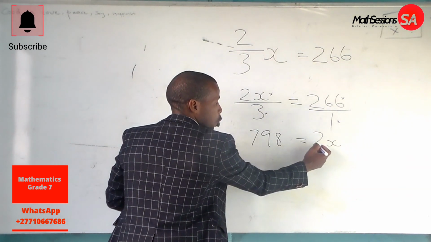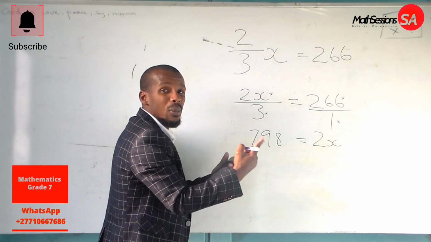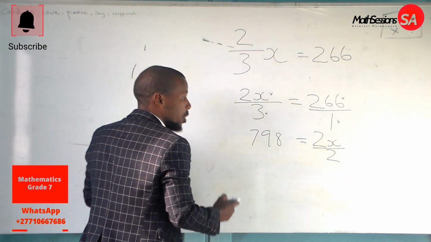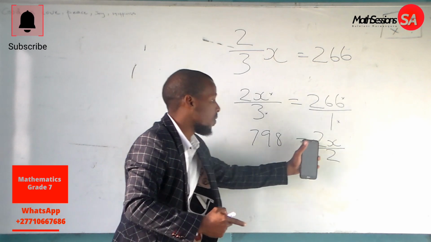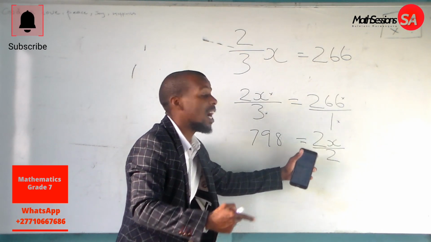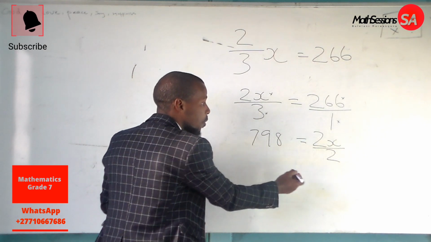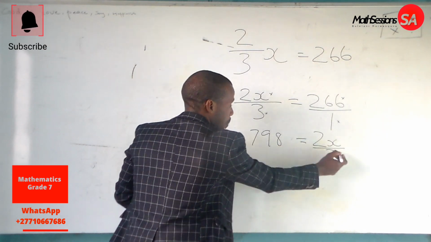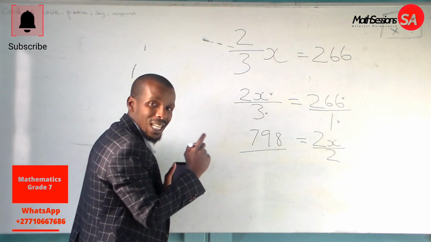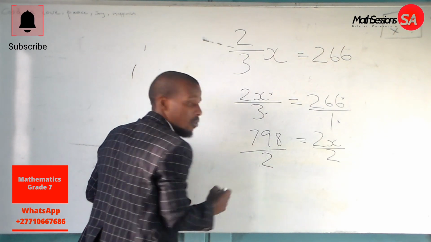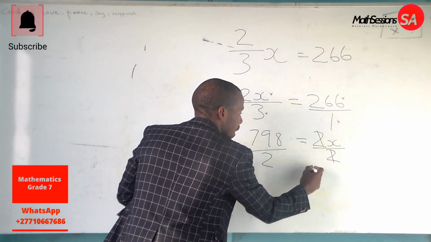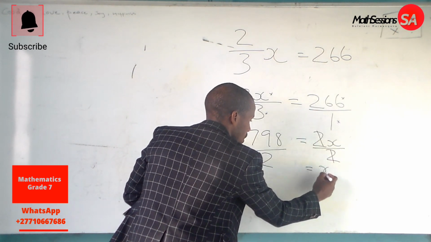And then what else do we do? We have a 2 next to an x, so we must eliminate the number, or the constant, next to the unknown, which is 2, by dividing, because the constant is multiplying the unknown. Therefore, to get rid of it, you must divide by the same constant. So in this case, we divide by 2, and what you do on this side of the equal sign, you must also do on the other side. So the 2 cancels that 2, and we are left with x on this side.